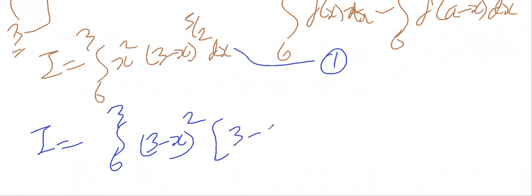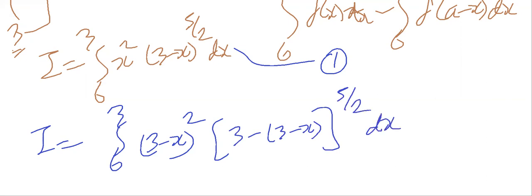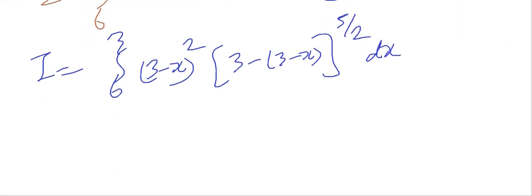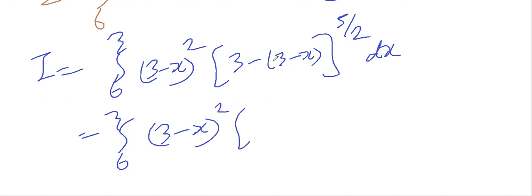Instead of x, you are going to write 3 minus x. This will be x to the power of 5 by 2 dx, based on the property I have written. Now let's solve this further: integral from 0 to 3, (3 minus x) the whole square. This 3 and 3 will get cancelled, and here you will get only x, so x to the power of 5 by 2 dx.